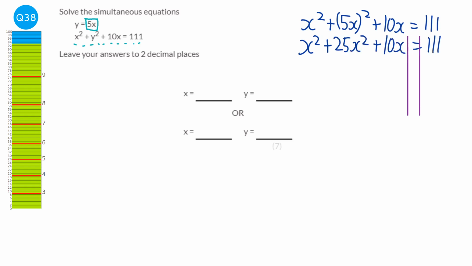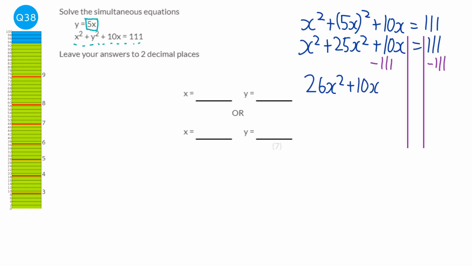We're going to just put our solving lines in. It's not much solving to do, because all we need to do is take away 111 from both sides to get it equal to 0, which we need to be able to solve the quadratic. So x squared plus 25x is 26x squared plus the 10x, and we're taking away 111 from both sides, so that will equal 0. So looking at the question, it says 2 decimal places.